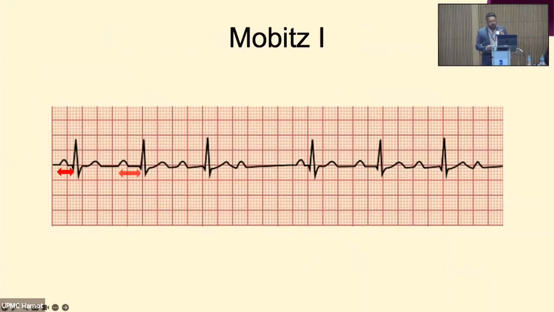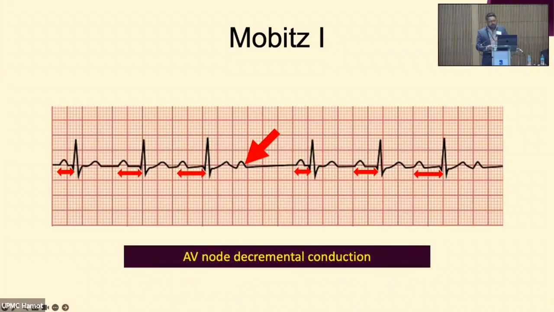Mobitz 1, this is slowing of the conduction in the AV node. So the PR prolongs with each beat until it drops, and then the cycle starts again. Almost always benign. In some elderly patients, I have had this where they're symptomatic and we've had to put in pacemakers, usually driven by something, high vagal tone because they're an endurance athlete, untreated sleep apnea, electrolyte abnormalities, usually driven by something else going on, respiratory distress, nausea, vomiting.